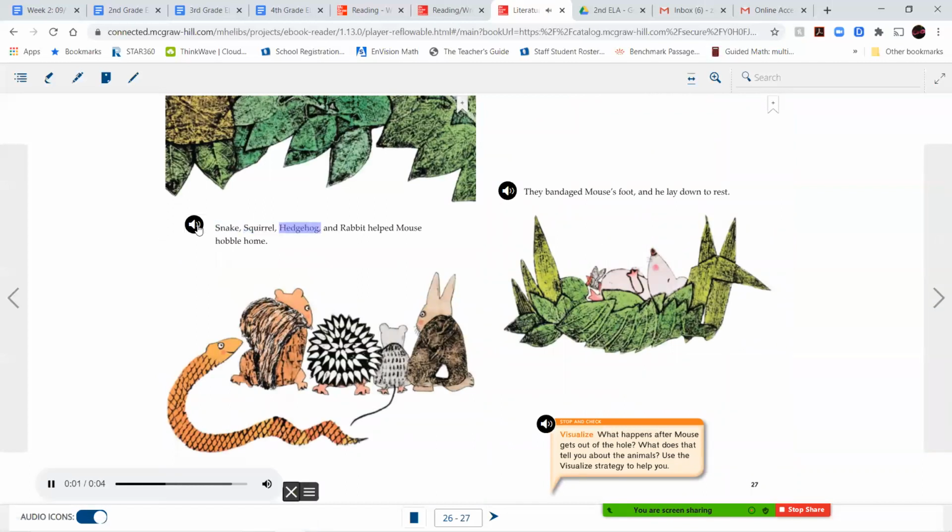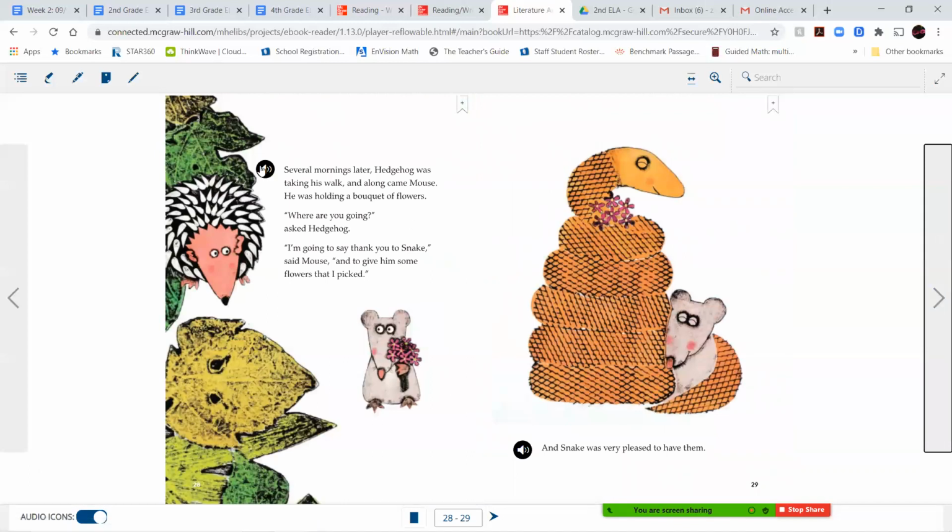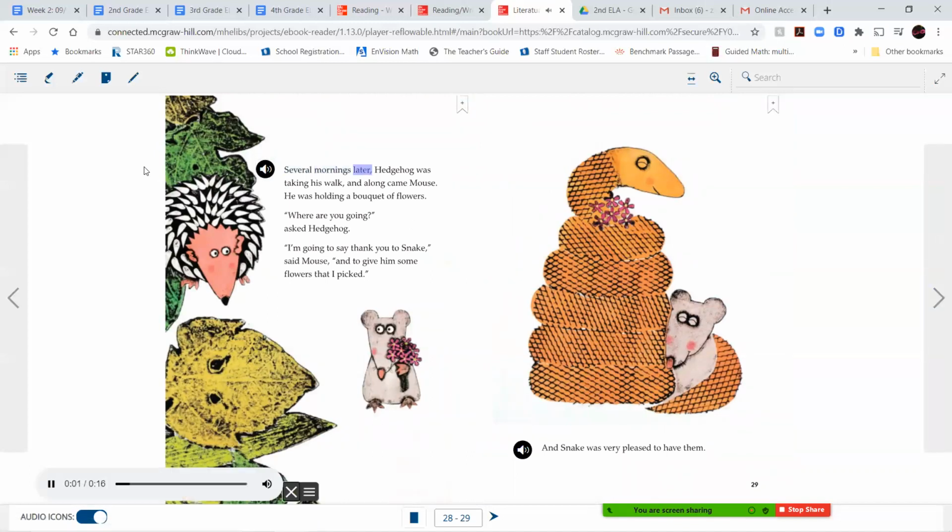Snake, Squirrel, Hedgehog, and Rabbit helped Mouse hobble home. They bandaged Mouse's foot, and he lay down to rest. Several mornings later, Hedgehog was taking his walk, and along came Mouse. He was holding a bouquet of flowers. "Where are you going?" asked Hedgehog. "I'm going to say thank you to Snake," said Mouse, "and to give him some flowers that I picked." And Snake was very pleased to have them.